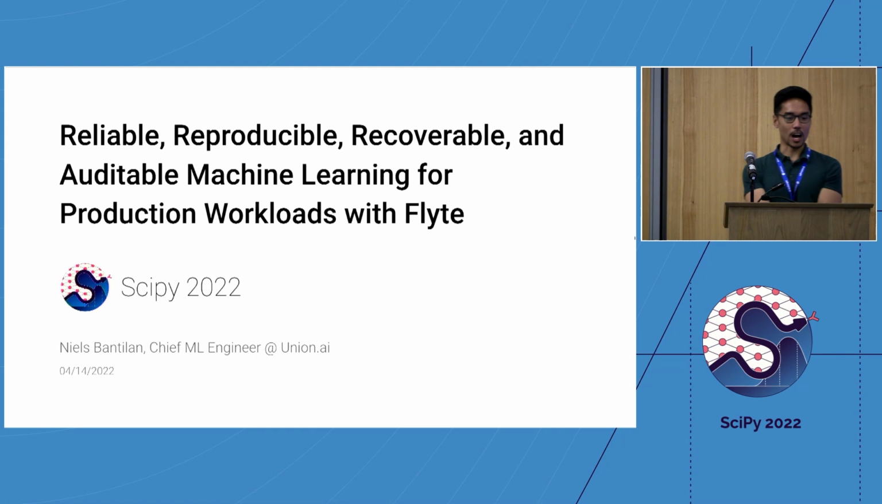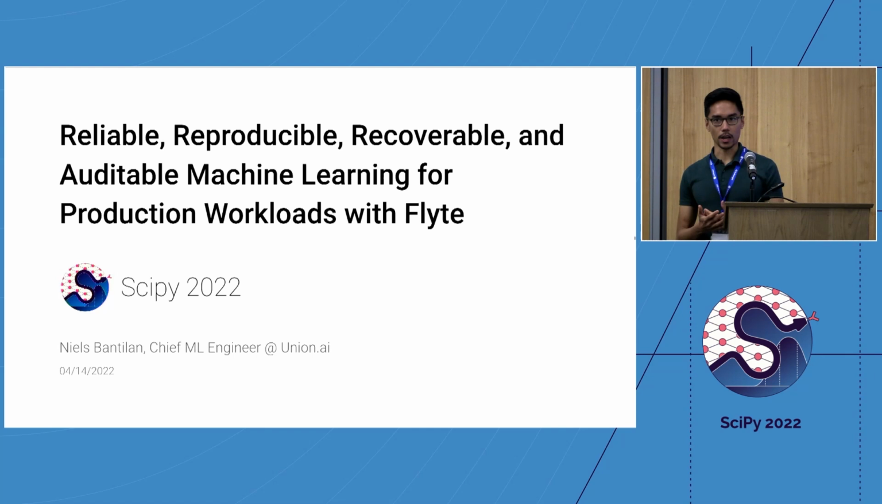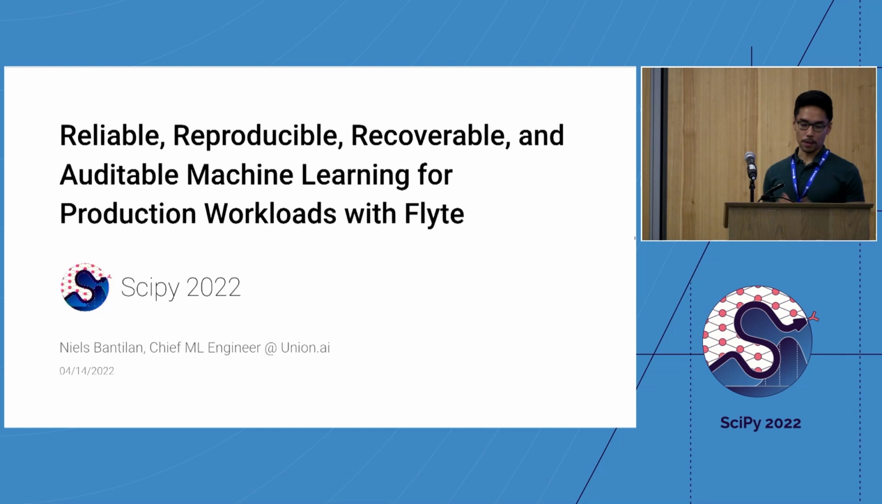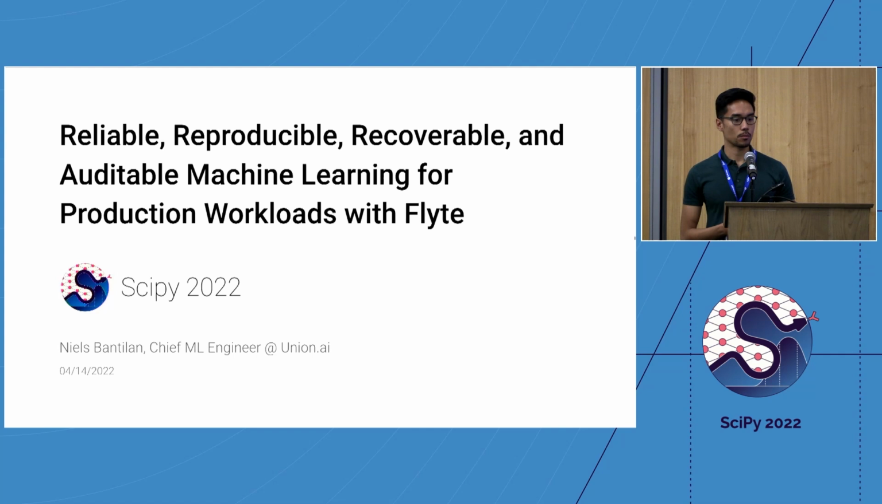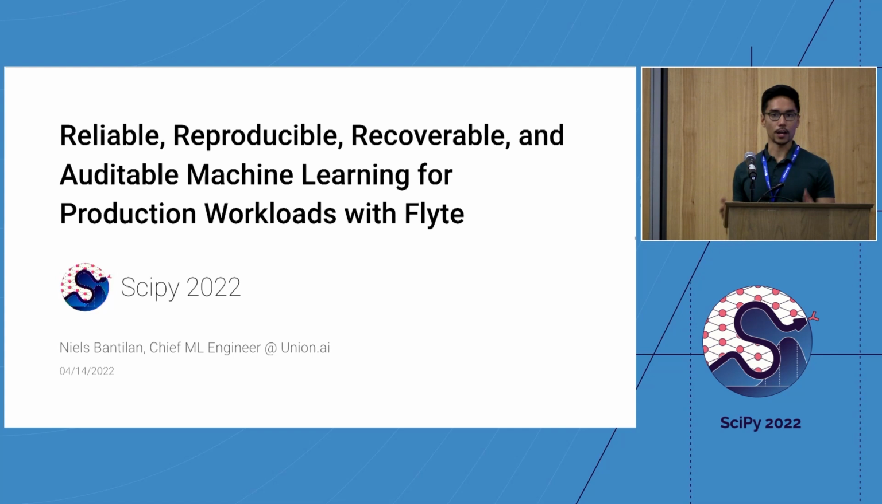So as Kevin said, I'm the chief ML engineer at Union AI. It is a startup that aims to make production grade machine learning infrastructure and tools easier to use by a wider group of people. So on that front, I'm gonna talk to you today about Flyte, which is an open source project that's housed under the Linux Foundation. And Union AI is one of the main maintainers of it. We build new features, we help guide the project into the future.